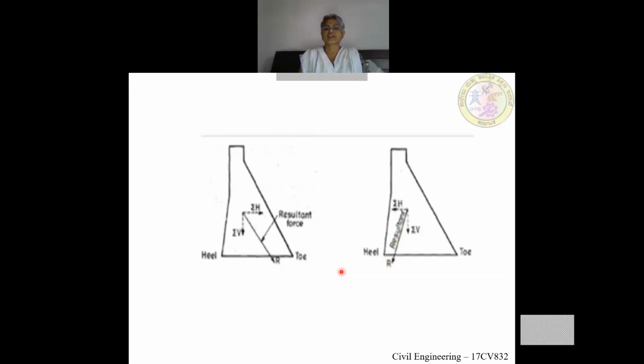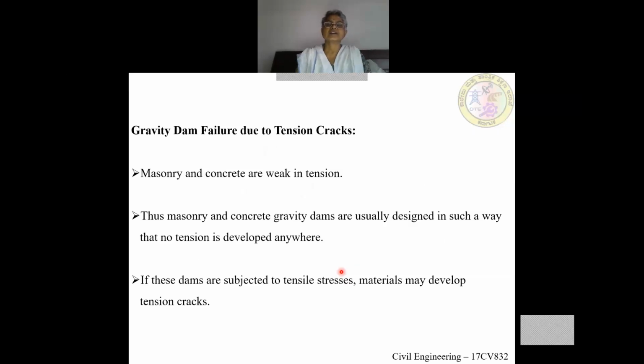So in both the cases, we should see that the stress is less than the allowable stress for no compression failure to occur. So next, due to tension cracks. We know that masonry and concrete are both weak in tension. Masonry and concrete gravity dams are usually designed in such a way that no tension is developed anywhere. So there should not be any tension.